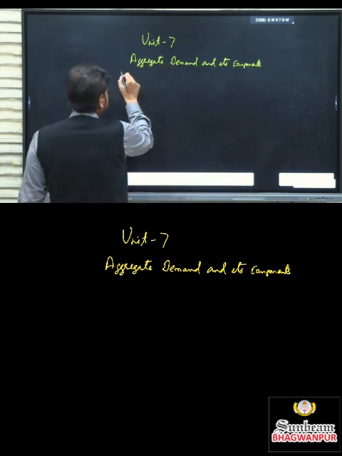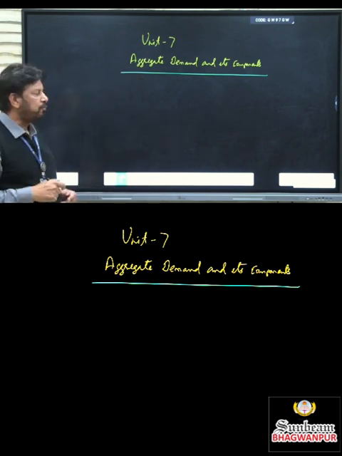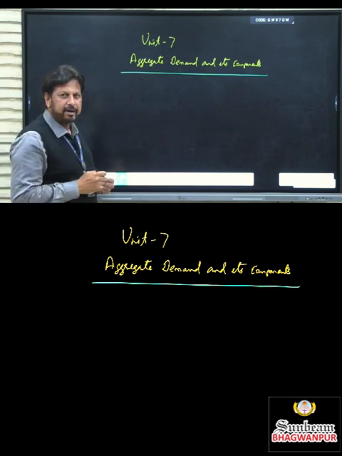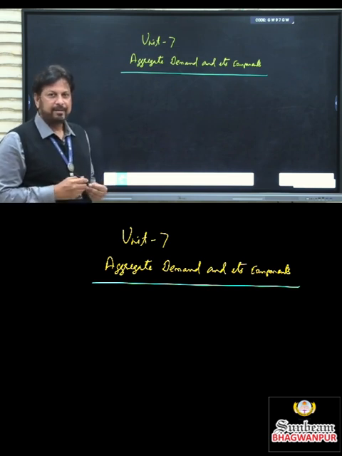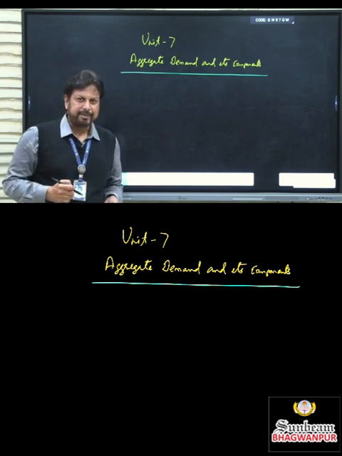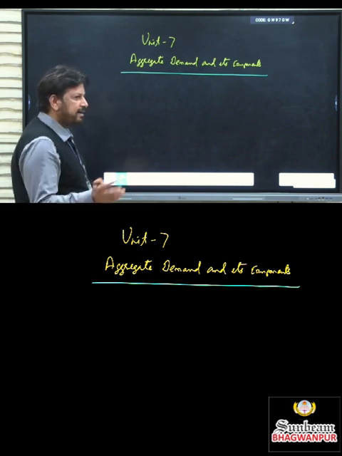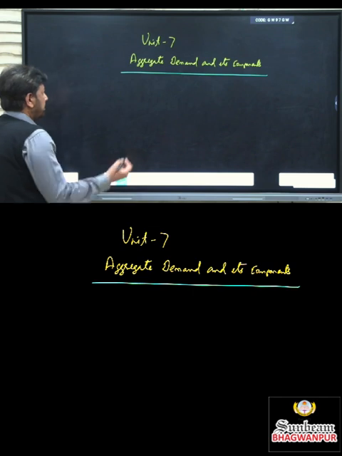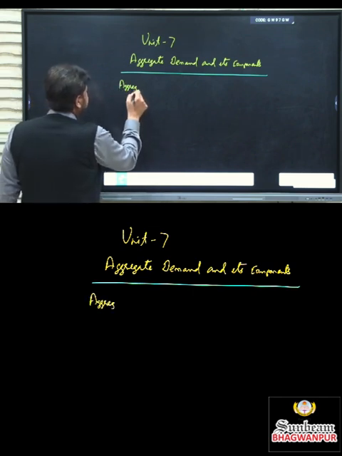This particular unit involves 3 chapters as per your book. First one is aggregate demand, second one is the concept of equilibrium, and third one is the problem of excess demand and excess supply, excess demand and deficient demand. Now let us discuss aggregate demand, that is, what is aggregate demand.